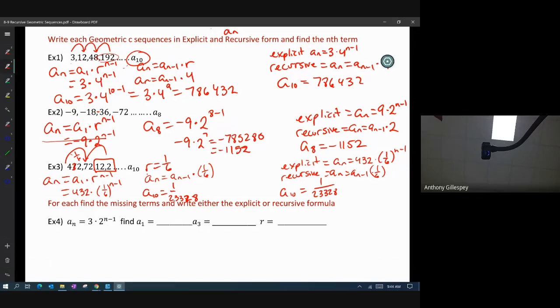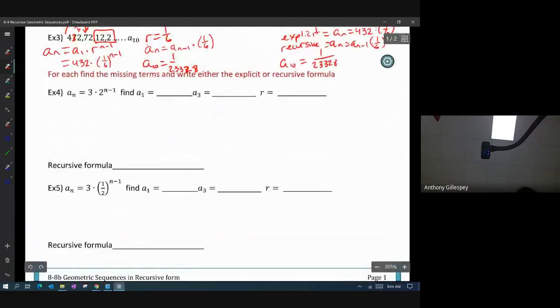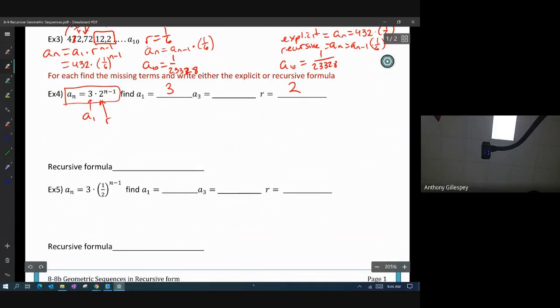All right. Now they're going to get a little bit harder. Actually, they're not actually harder here. All right. So what is this form? That's explicit. So what does the 3 represent? That must be a sub 1. What does the 2 represent? The r. So we can write that. So a sub 1 is 3, r is 2. Easy? All right. Now, what's the recursive then? To find any number, find the number before it times 2.